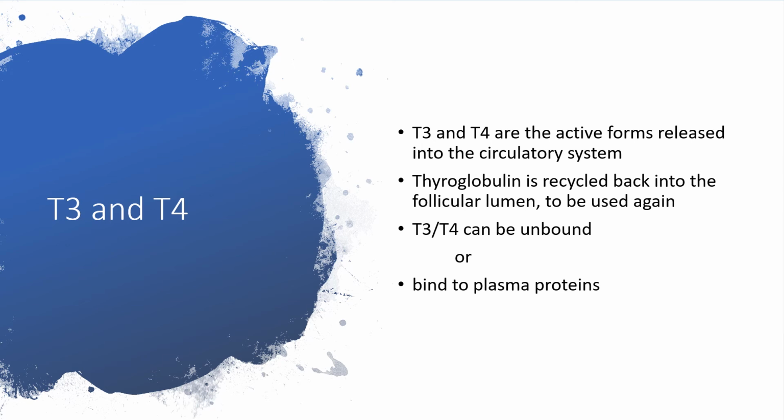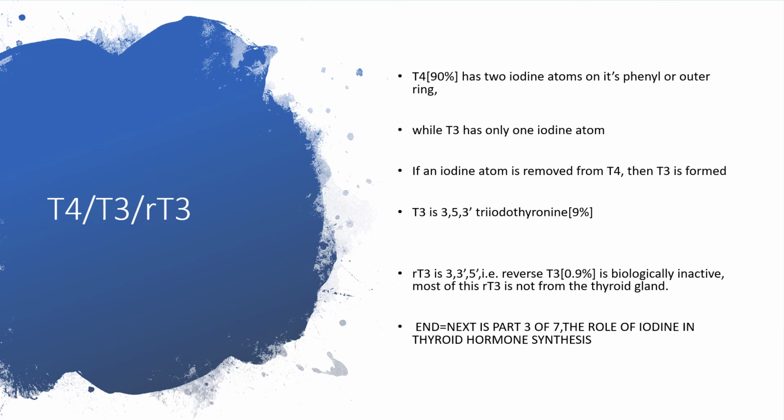Then the T3 and T4 can be unbound or bind to plasma proteins. T4 forms about 90% of the total thyroid hormones, and it has 2 iodine atoms on its phenyl or outer ring, while T3 has only 1 iodine atom. If an iodine atom is removed from T4, then T3 is formed. T3 is about 9% of the thyroid hormones.